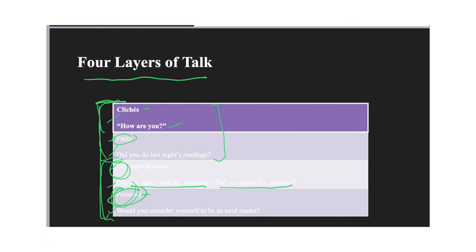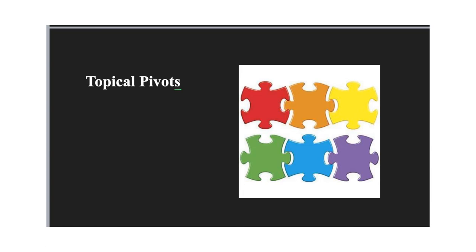The next concept I want to introduce you to is topical pivots. The basic idea behind topical pivots is that a topical pivot is a topic that can transition from another topic without justification. So here's what we mean.